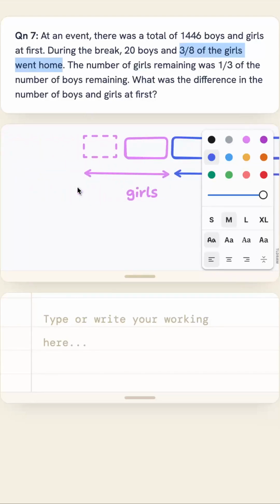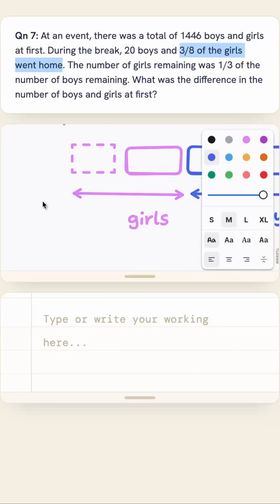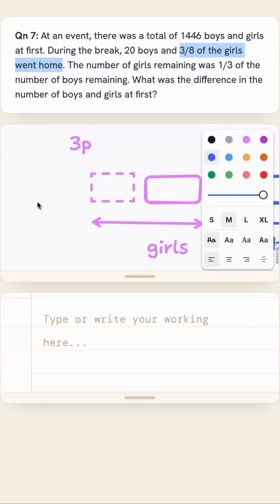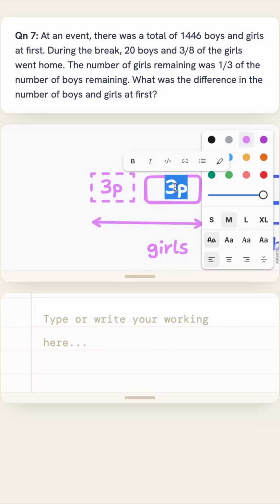So if you were to go to the girls over here, concentrate on it, right? So 3/8 of the girls went home. So what can we do? We can actually just put 3 parts. So 3/8 of the girls means 3 parts. And then from here, we can say the remaining that came by is 5 parts.